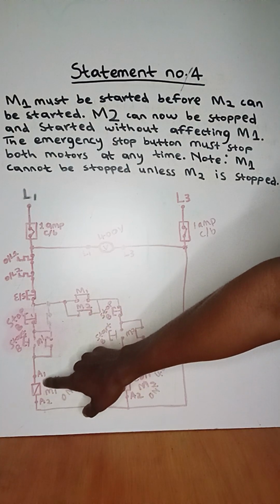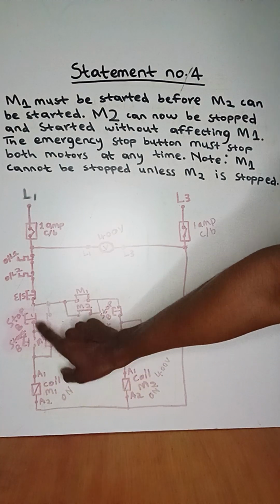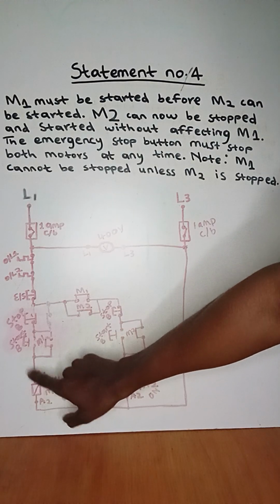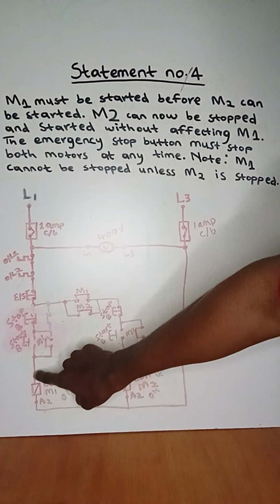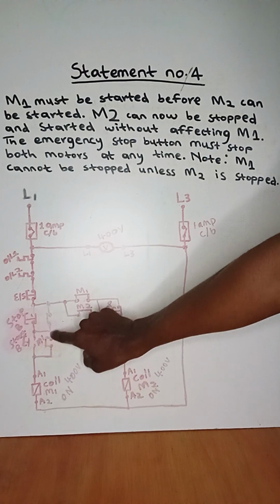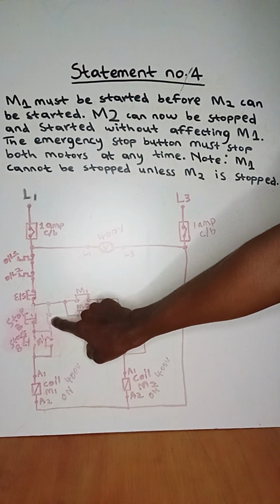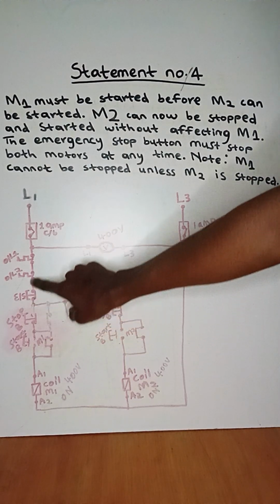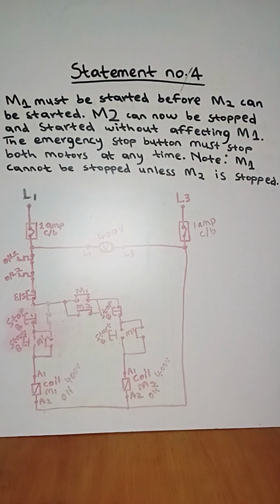So when I press the stop button, motor 1 won't be de-energized. It will still be energized through the retainer of motor 1 and through the close contact that we have added all the way to live 1. So motor 1 is still running.